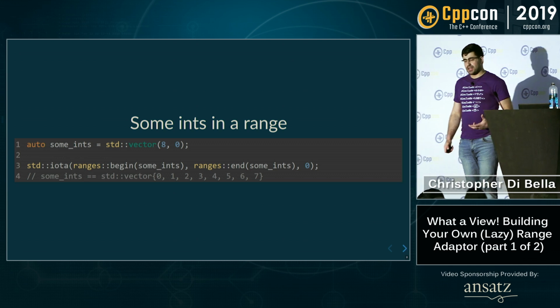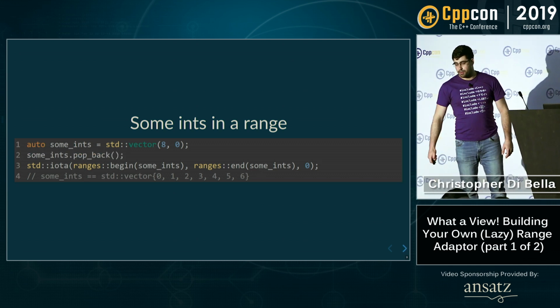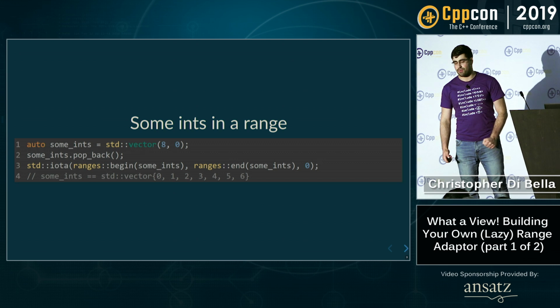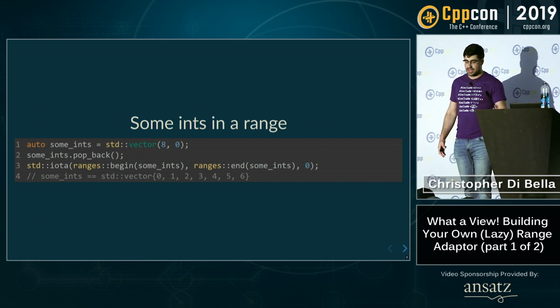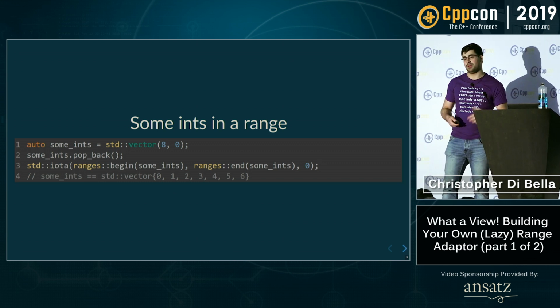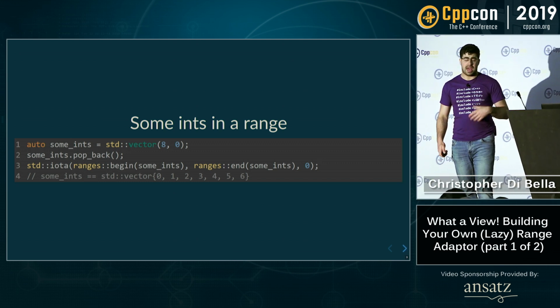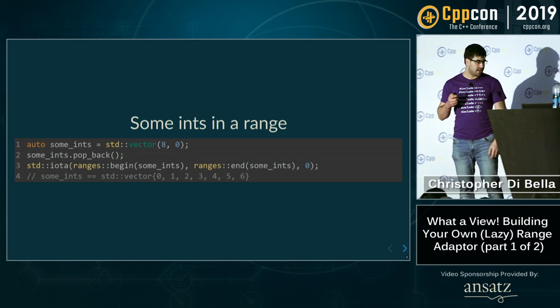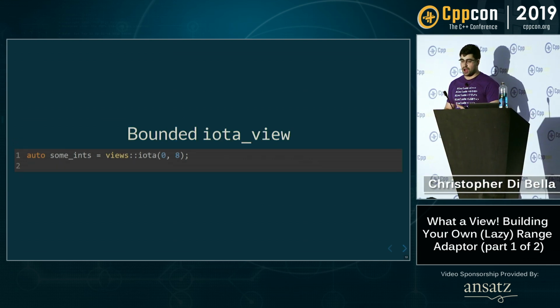This is not ideal though, because I could do a pop back, and that suddenly means that the range, which I was expecting to be of size 8, is now of size 7, and so there's been an intermediate change there. It'd be nice if we could actually do this all in one step. And so the way in which we could do this is to use an iota view.